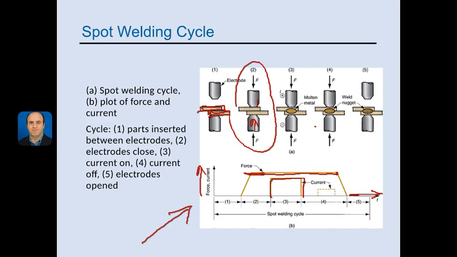So we need to keep that load because we have some molten material. If you remove it, then this molten material will escape. And we keep that load until the material cools down or is solidified. When it is solidified, the force is going to be removed. As you see, the force comes down, the electrode is going to be open, then the part is ready.